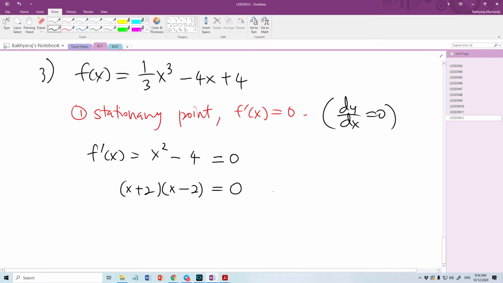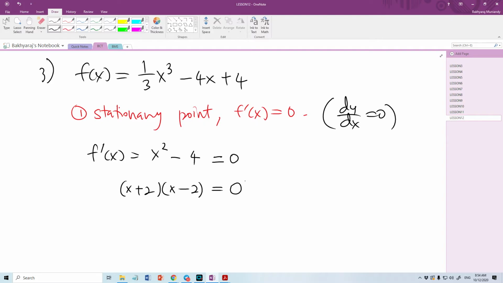Okay, ini yang kita kena dapat. Because for this function, we actually got two stationary points. It depends on the question, because some questions have only 1 point and some will have more than 1 point. So like this, number 3, we have two stationary points.